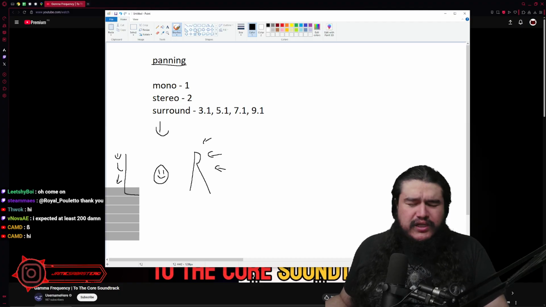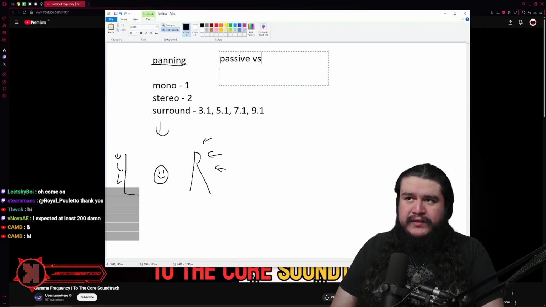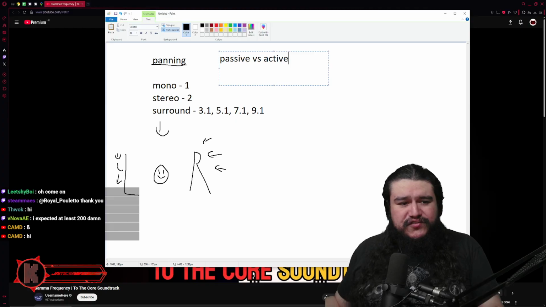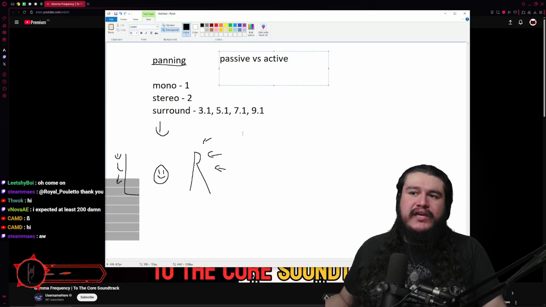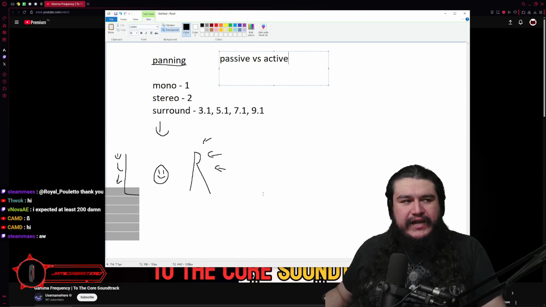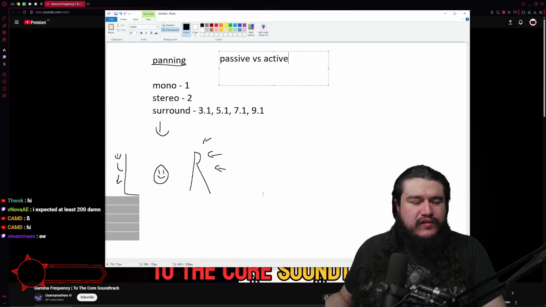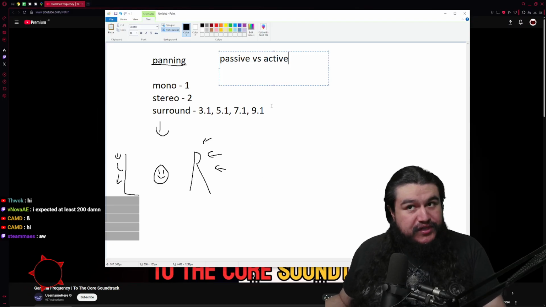There are two types that I call passive and active. Passive means at the start of my music file, I say, okay, guitar 1 is going on the right ear, and it stays there throughout the entirety of the track.